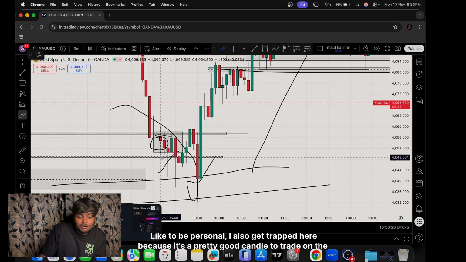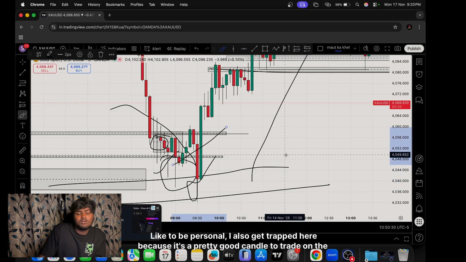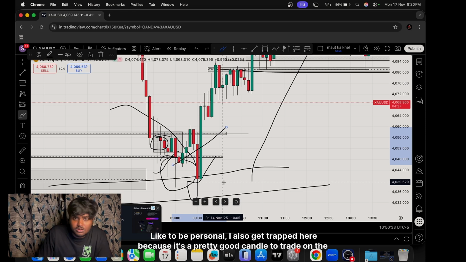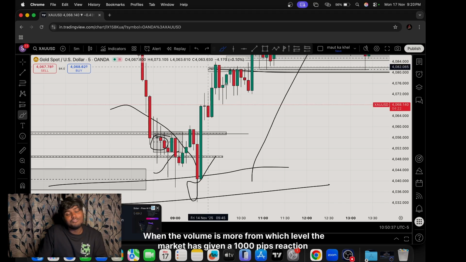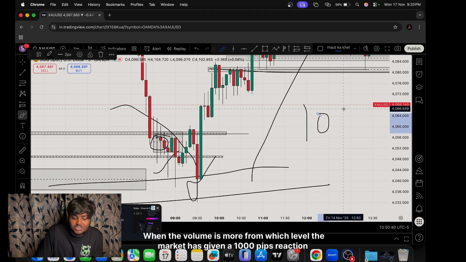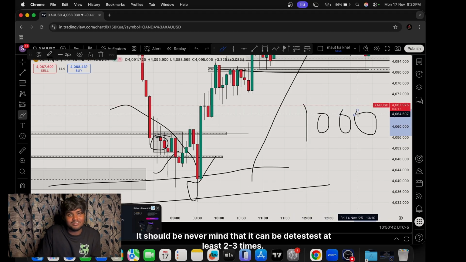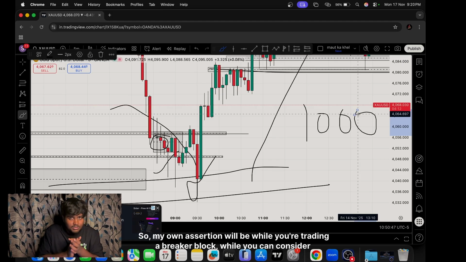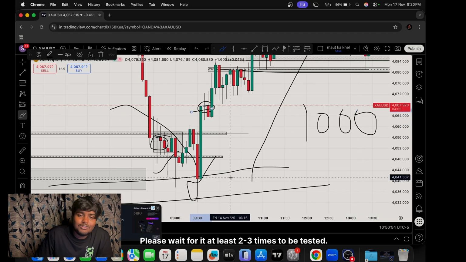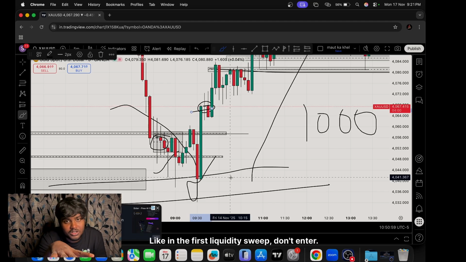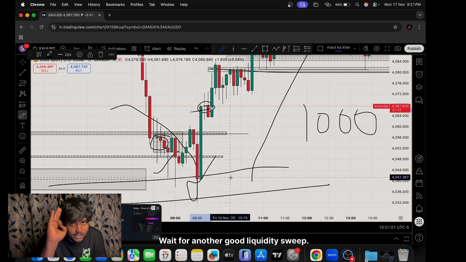To be personal, I also got trapped here because it's a pretty good candle to trade on the liquidity sweep. But you know what, when the volume is more, from the level where the market has given a 1,000 pip reaction, it should be in our mind that it can be retested at least 2 3 times. So my honest suggestion: while you're trading a breaker block, while you can consider an order block as a breaker block, please wait for it to be tested at least 2 3 times. Like in the first liquidity sweep, don't enter. Wait for another good liquidity sweep.